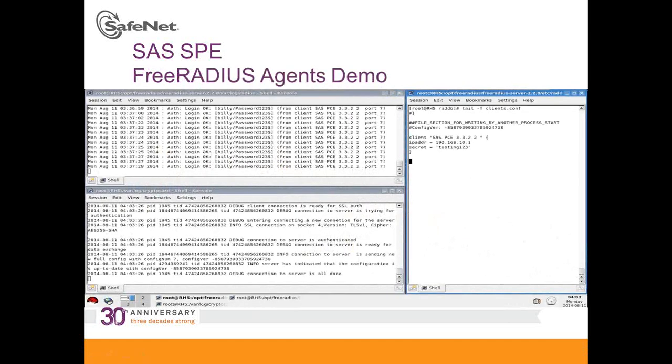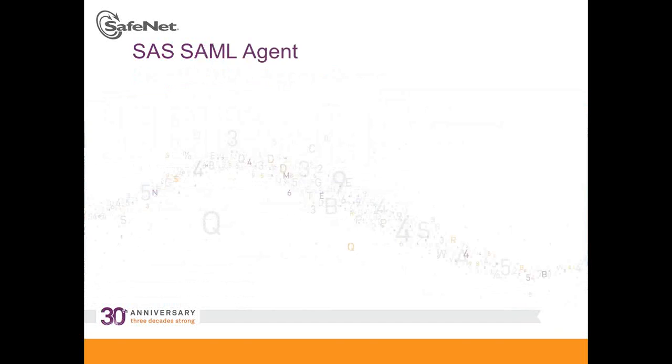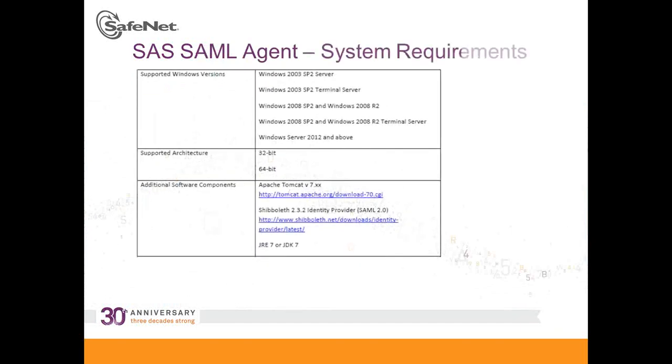So I showed you a brief little demo again so you could see the updater in action. You could see it writing to the clients.conf file, and you could see some Radius authentication from a Radius client. In this case, I was using a tool which would allow me to send Radius packets to the FreeRADIUS box and see it updated inside SAS. So the next section we're going to go through is the SAS SAML agents.